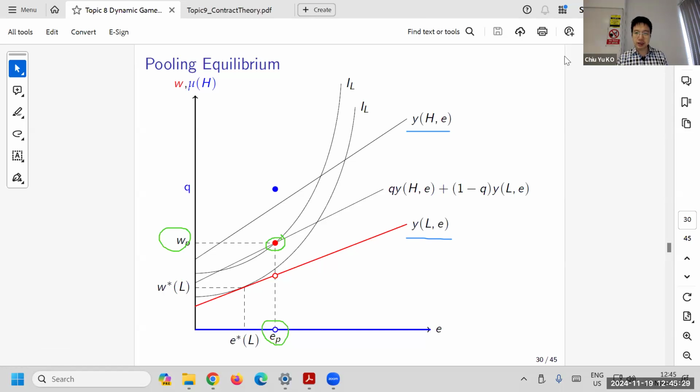Later you will see we add some refinement to the PBE, which allows us to take this one out, because we think it is not very realistic. If you see a person with a master's degree or PhD, you still think they're low type. Later we argue how to take out this kind of equilibrium. Okay, is that okay for the pooling equilibrium?